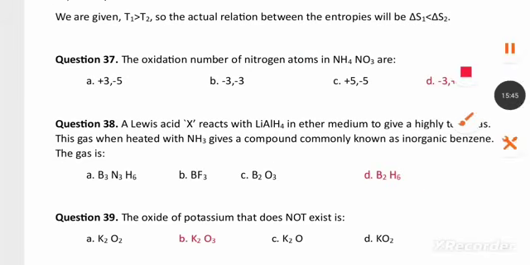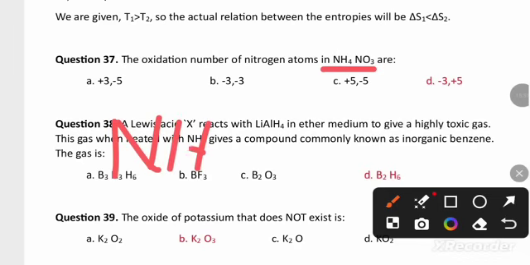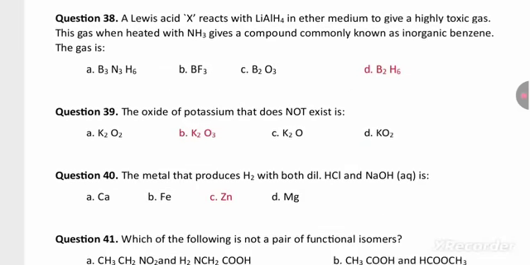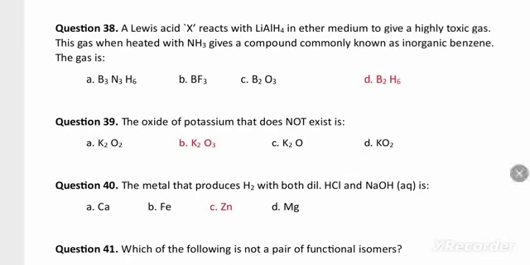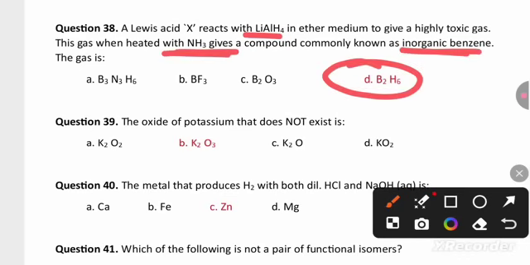The oxidation number in NH4NO3, ammonium nitrate: when you dissociate it, you will get NH4 plus and NO3 minus. In NH4 plus, the oxidation number of nitrogen is -3, and in NO3 minus, the nitrogen oxidation state is +5. So option D is the right answer. The Lewis acid reacts with lithium aluminum hydride in ether medium to give a highly toxic gas. This gas on heating with ammonia gives a compound known as inorganic benzene. Inorganic benzene is definitely produced by diborane only, so B2H6 is the answer.